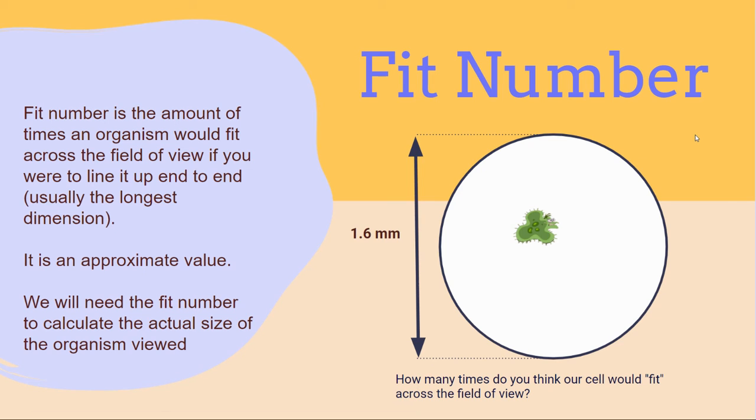Fit number. So we're going to move on to another important part of magnification and microscopes, and that is the fit number. The fit number is the amount of organisms that fit across your field of view. Okay, it usually ends up being whatever is the longest dimension you're going to put it across. Again, this is just an approximate value. It's not perfect. Essentially, you're just going to guess how many fit across so you can use it for a calculation.